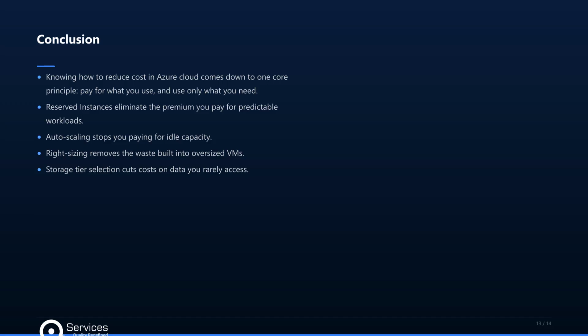Conclusion: Knowing how to reduce cost in Azure Cloud comes down to one core principle: pay for what you use, and use only what you need.